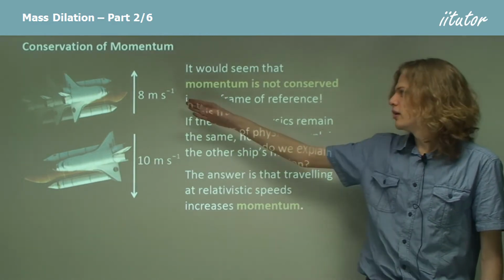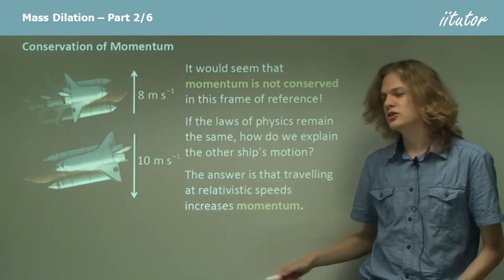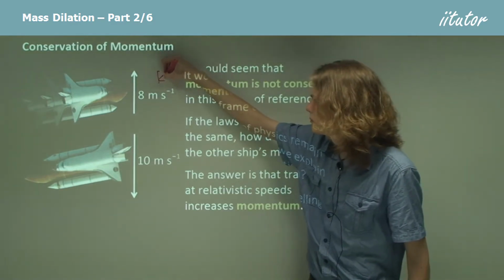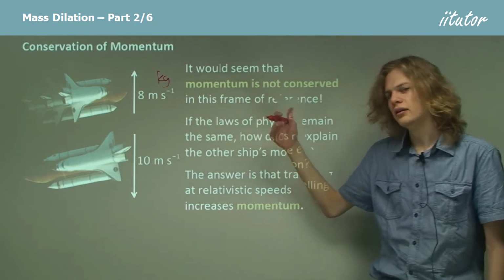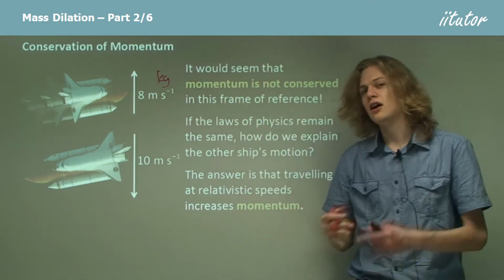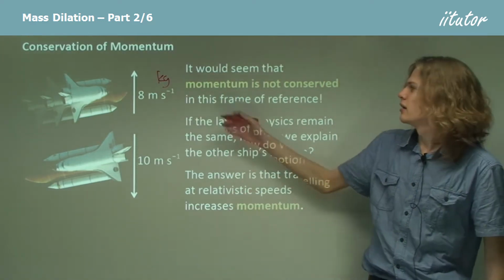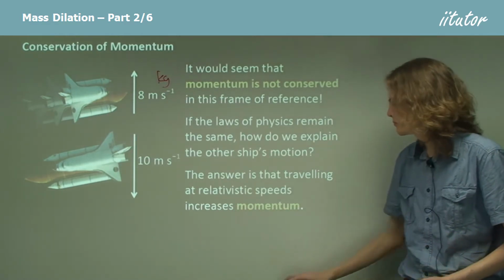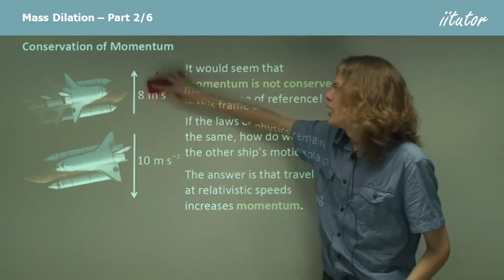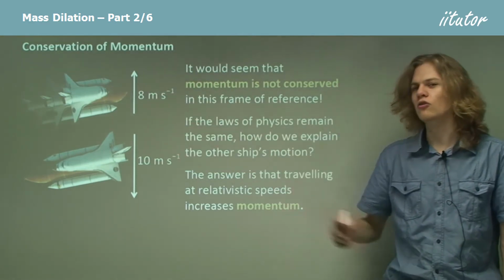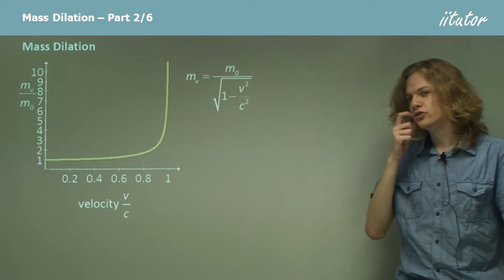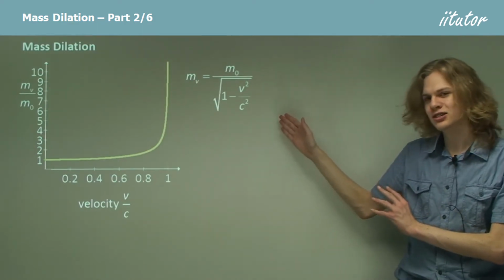If we have a value in kilogram meters per second for momentum, then if the seconds are increasing, then the kilograms must also increase. And that way, we can keep our conservation of momentum. So, here's how we end up changing the mass.